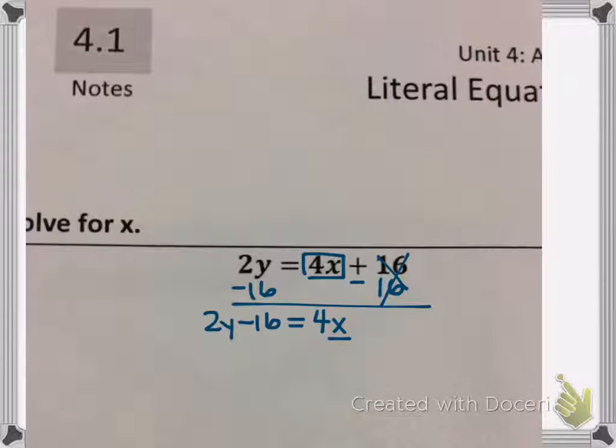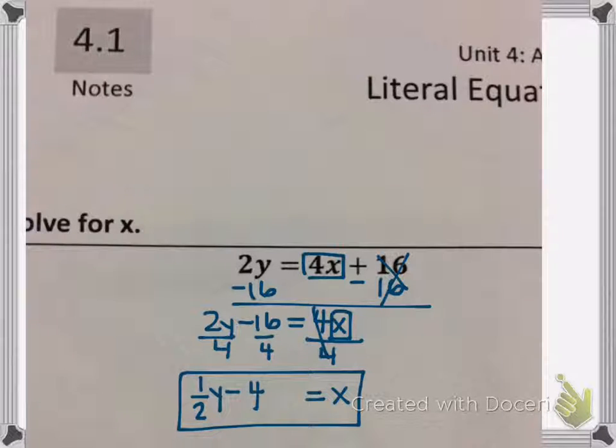Now my goal is still to isolate this x right here, and in order to get it by itself I need to get rid of the 4. The 4 is multiplied by the x, so I'm going to divide everything on the other side by 4, as well as dividing this side by 4. The 4 divided by 4 over here cancels to just x, and then over here I'm just going to reduce on my calculator. If I put 2 over 4 on my calculator, it reduces to 1/2. I still have my y there. And if I put 16 over 4 on my calculator, it will reduce to 4. So I just solved this literal equation for the variable x by isolating the variable x on one side of the equation.